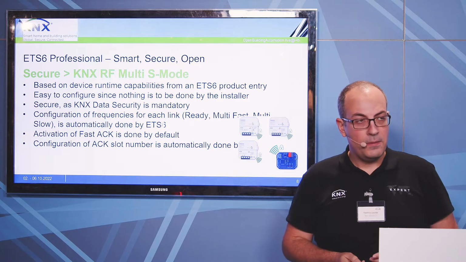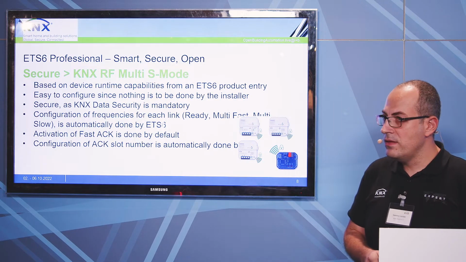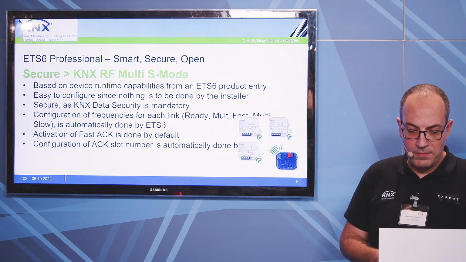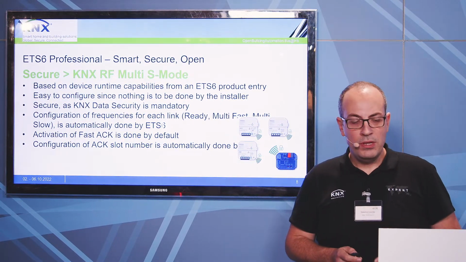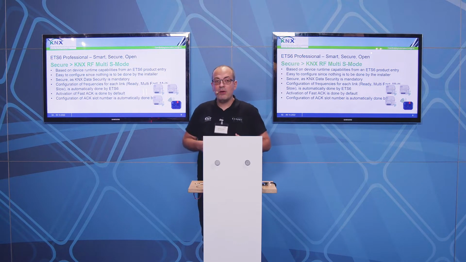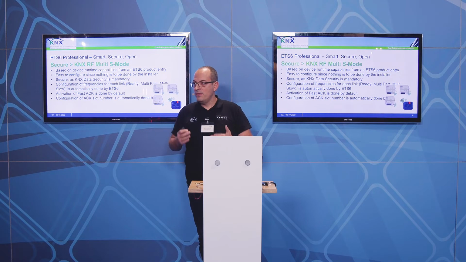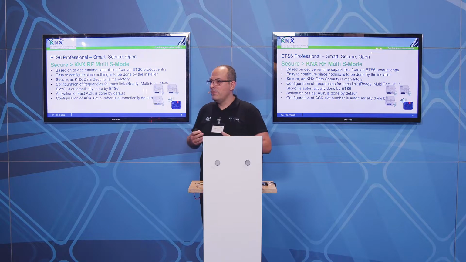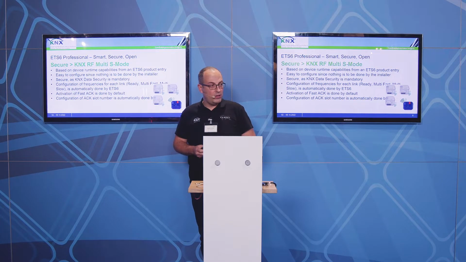Moreover, in ETS6, we do support the new generation of RF devices, the so-called RF multi-devices. Why are those RF multi-devices so special? Because so far, with the current RF devices, we didn't have the possibility to have different communication channels that have different speed. So now with the RF multi-devices, we can have 3 different channels, 2 slow and 1 fast.